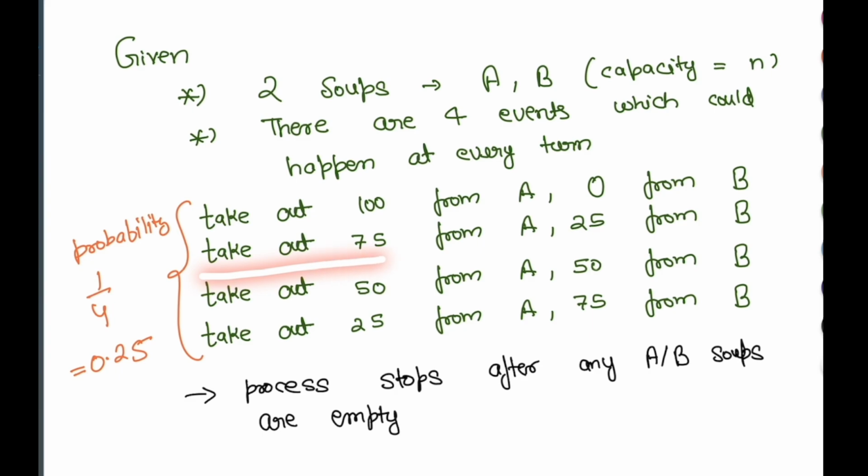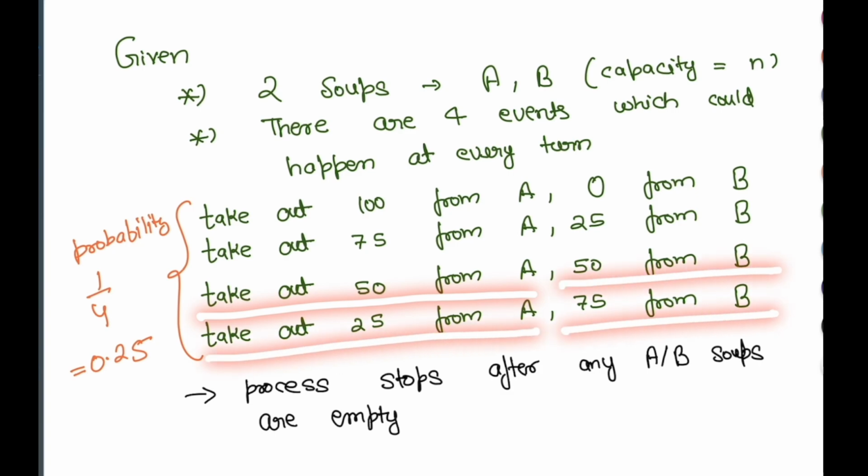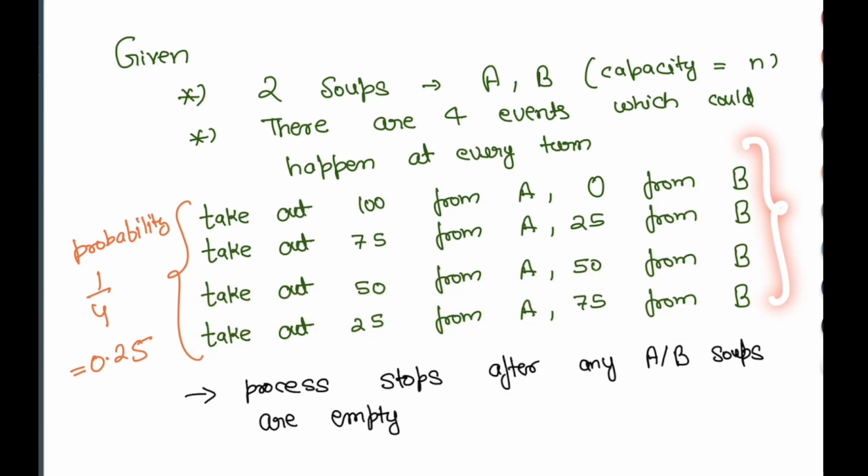Or we can take out 75 from A and 25 from B. That's another event which could happen. We can take out 50 from A and 50 from B, and we can take out 25 from A and 75 from B. These are the four events which could happen at any turn. So basically there is a process going on, and that process is happening in turns, and the process is going to stop after any of the A or B soups are empty. The soups have a capacity of n, but after every event some part of A or some part of B is going to be reduced, because we are taking out some part of A and some part of B.